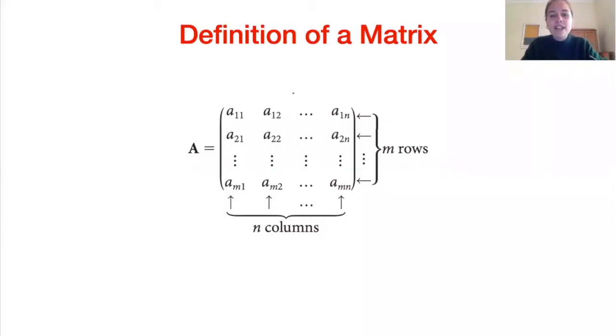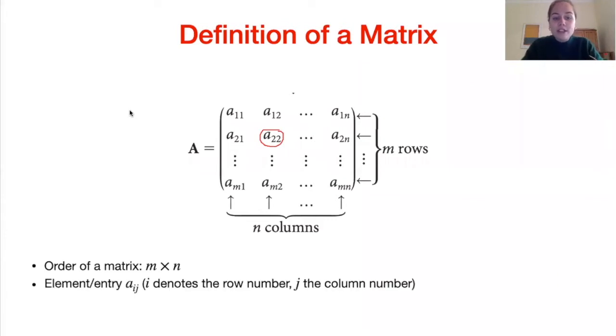So first of all then, the definition of a matrix. What is a matrix? Well, a matrix is a rectangular array of entries or elements, which could be numbers or symbols, for example. We refer to the size of a matrix as the order of a matrix, and we denote this order as m times n, where m is the number of rows and n is the number of columns. Each number or symbol in this matrix we call an element or an entry of the matrix, and we denote it as a subscript ij, where i denotes the row number and j the column number.